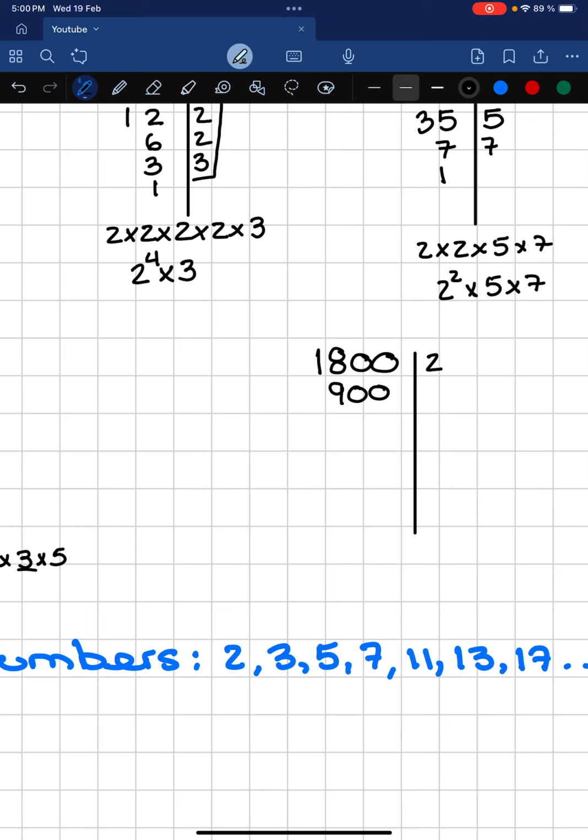900, is it divisible by 2 again? Yes, because it ends in 0, so I put the 2. Again, division process. How many times does the 2 fit in 9? The 2 fits in 9 4 times, because 2 times 4 is 8, but we didn't get to 9. That means we have a remainder of 1. Now we have a 10. 2 in 10 fits 5 times, and no remainder, so we don't have to put anything else. And 2 in 0 fits 0 times. That means 900 divided by 2 is 450.